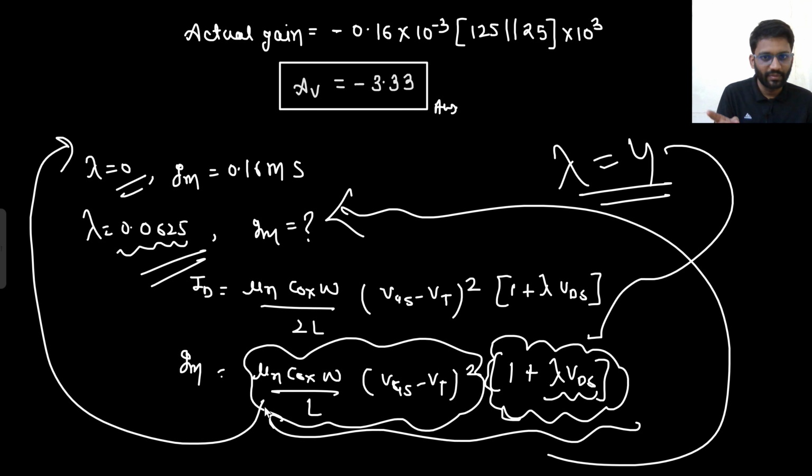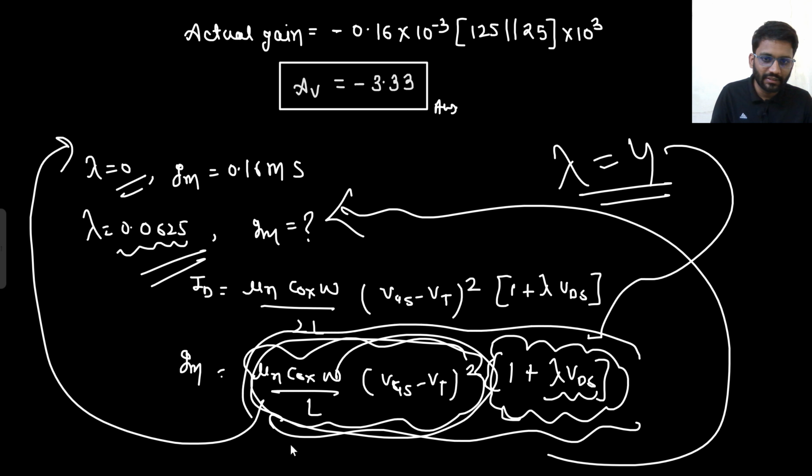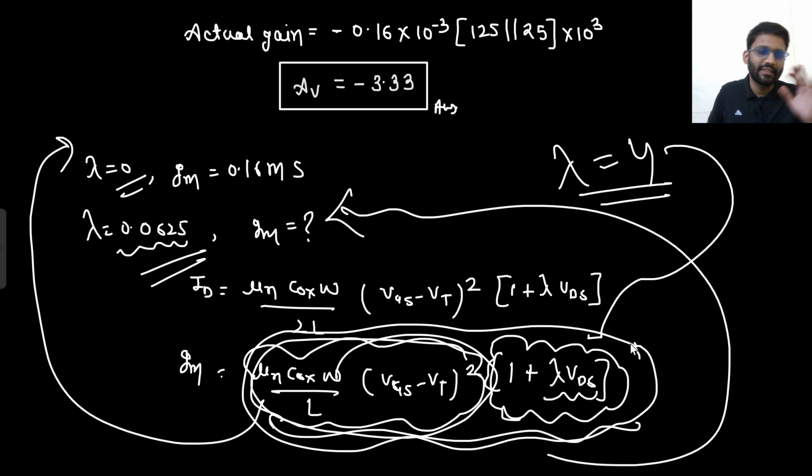Although the GM is not the same, the formula of GM for lambda equals 0 is this, and the formula of GM for lambda not equal to 0 is this. Yes, the formula is different, so the value of GM would be different, but only very slightly. So we take the same GM value. People can have this doubt, so I already cleared it. Are you getting this point?